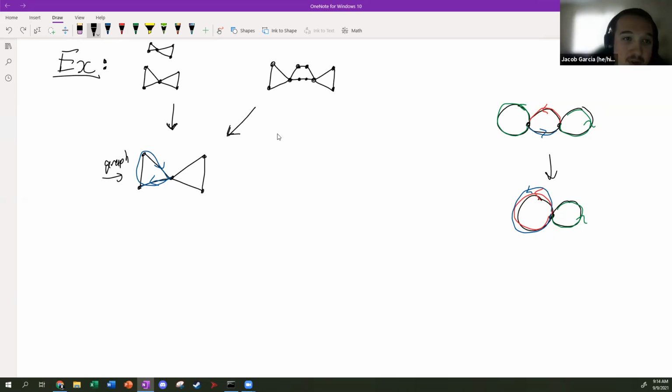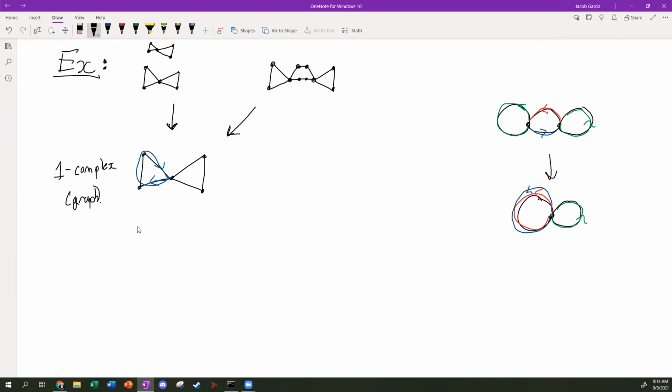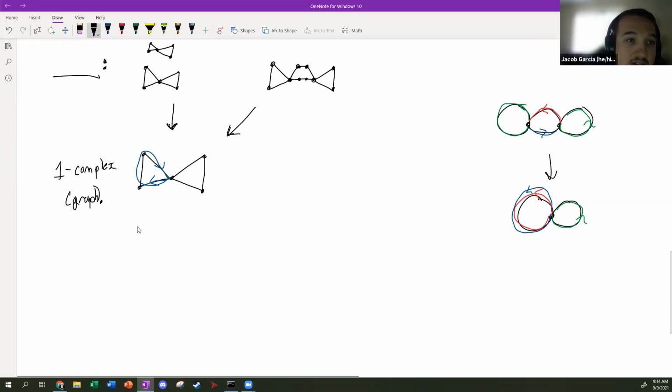But I guess here's an example, and I'll even label this just to make it clear. This is a one complex, i.e. it's a graph. Also, what is the exercise number for this? This is exercise 2 in part B for exercises to know. Okay, could you just write that on there? Yeah, absolutely. That way when people look at this. So let's do exercises to know B2.